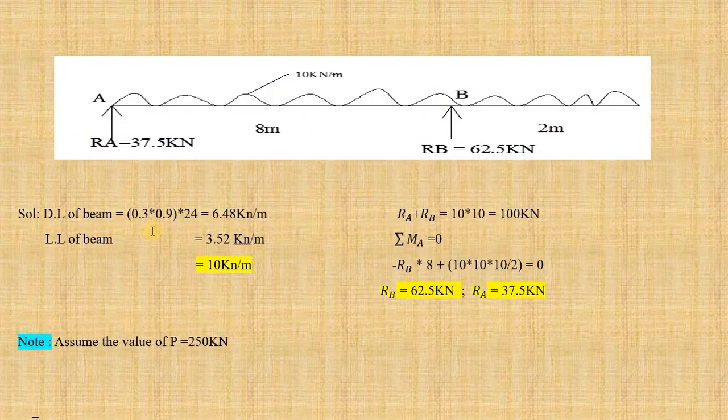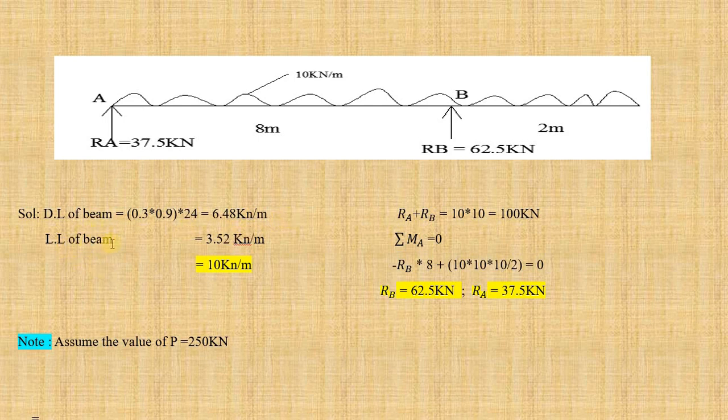So, we will start with the calculation. You can see here the dead load of the beam is calculated. The formula is area of the cross section of the beam into density. So, cross section is in mm, I am just converting it into meter. So 0.3 into 0.9 into 24 kilonewton per meter cube is the density. After calculating we will get around 6.48 kilonewton per meter.